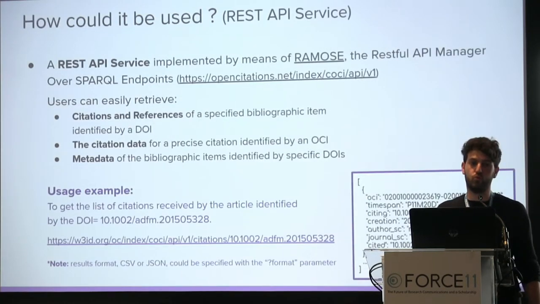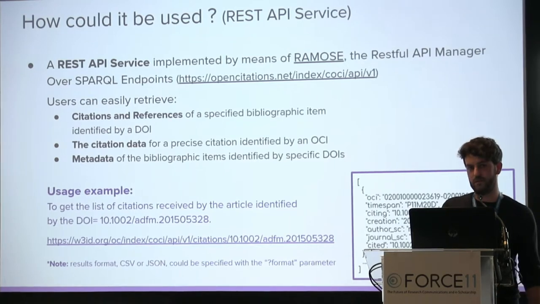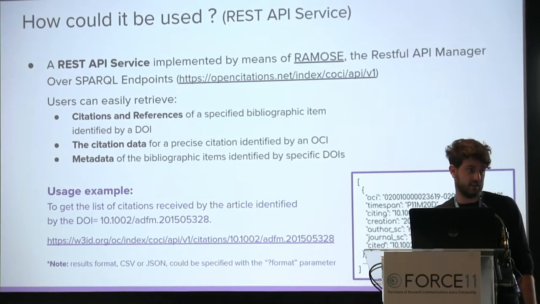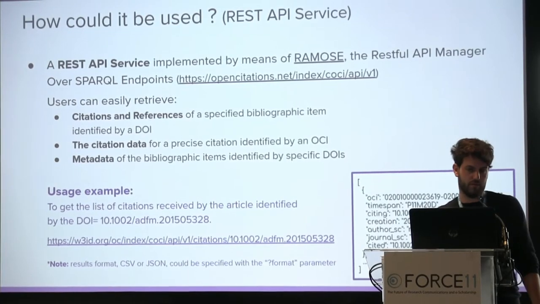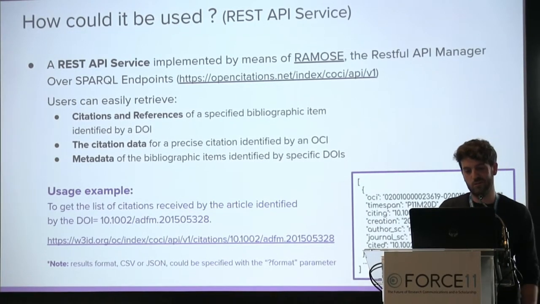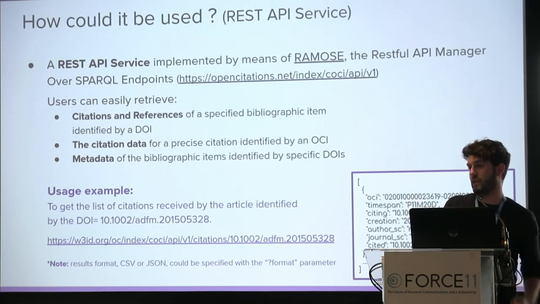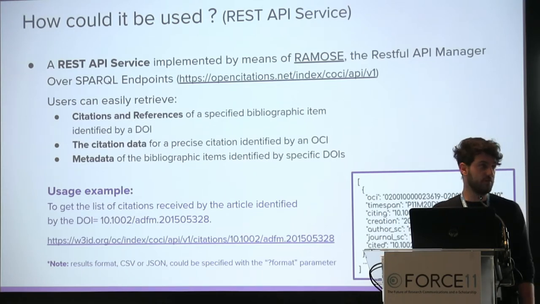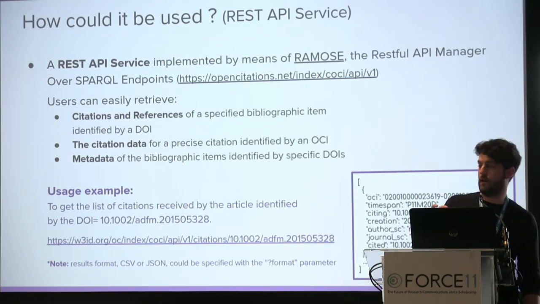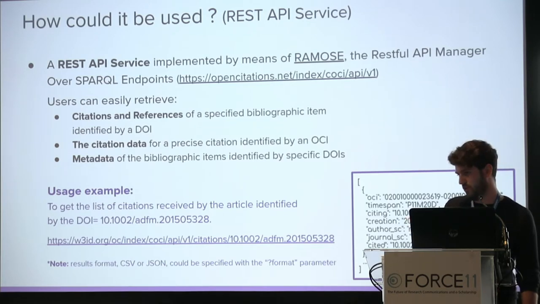So how could we use these data? We have different services, as I said before. The first and main one, which I think is also the easiest, is the REST API service. So we can retrieve citations and references given a DOI. We can retrieve the citation data for a citation by giving the ID of such citation, or we can retrieve the whole metadata of a specific DOI or more DOIs.